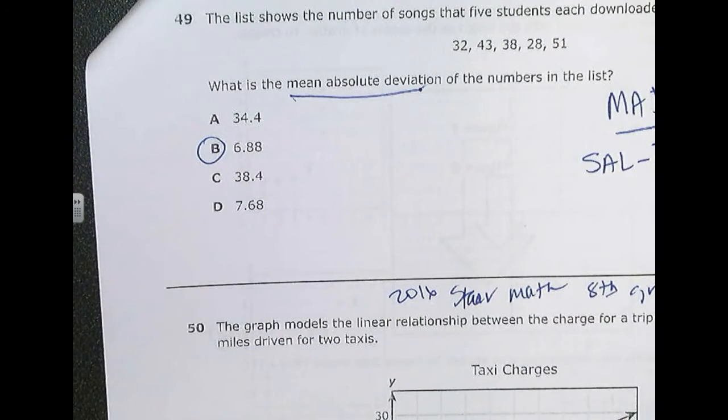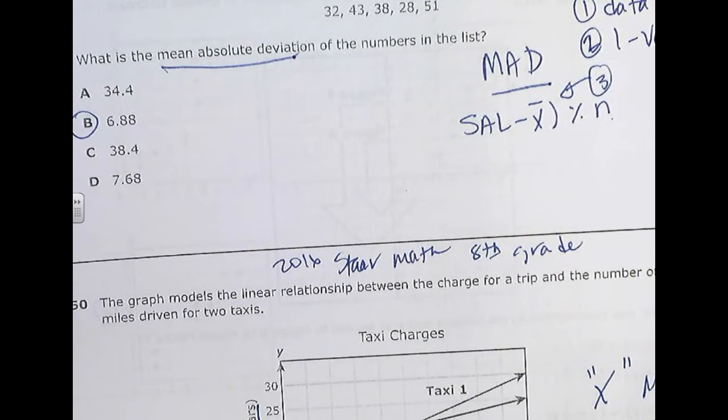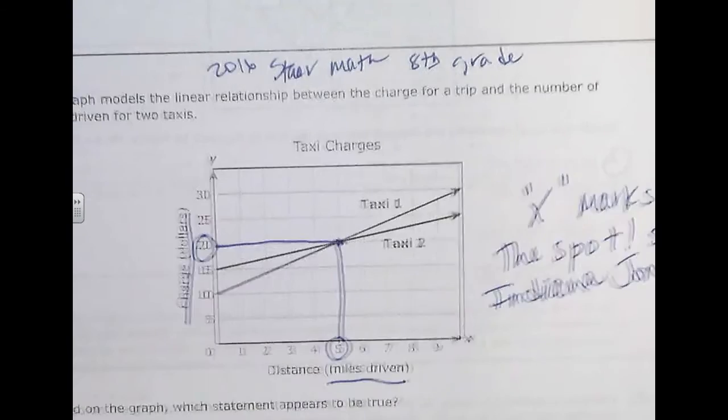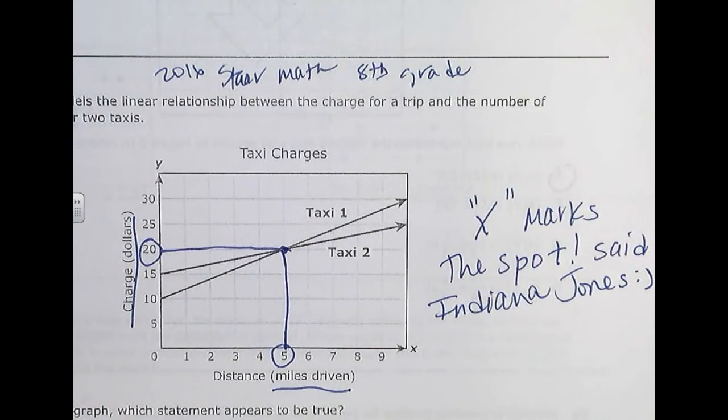Alrighty, question 50. I'm continuing on with the 2016 STAR Math Test, 8th grade level. Looking at question 50, it shows you a graph. It says it's modeling a linear relationship between the charge of a trip and the number of miles driven by 2 taxis. Now, if you're looking at that graph, your instincts should say, hey, X marks the spot, said Indiana Jones. That's right. Exactly. Now, I put a dot with a cross, and I went and marked my graph.